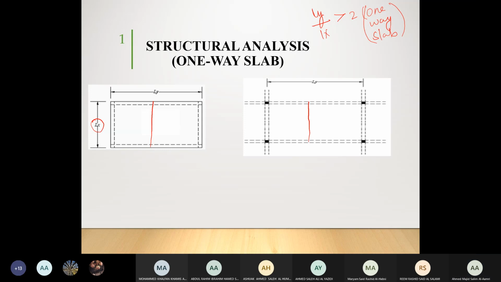Are we clear? Yes, Mr. I have drawn a line in the slab, representing Lx.